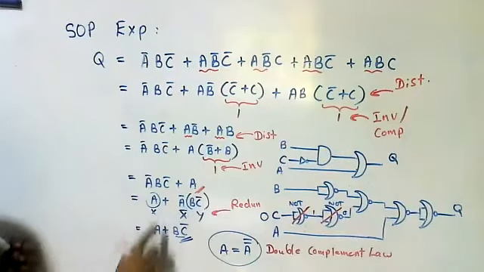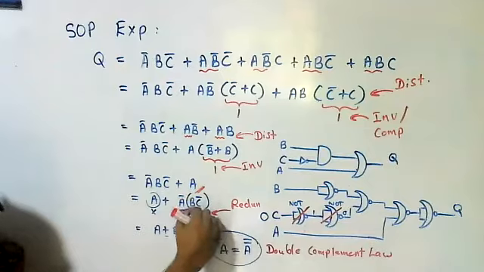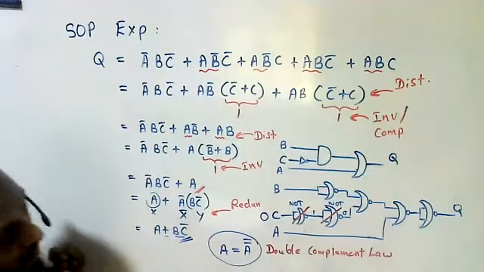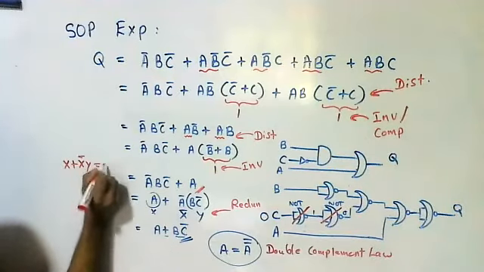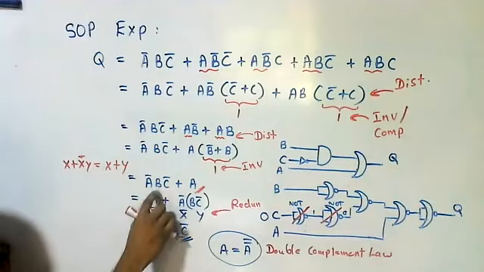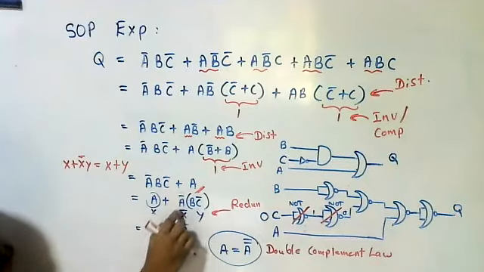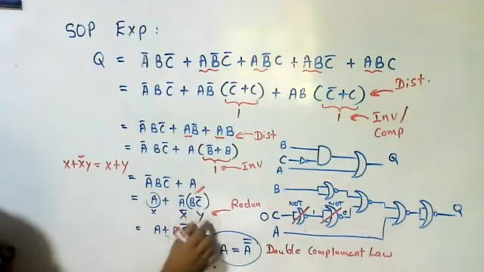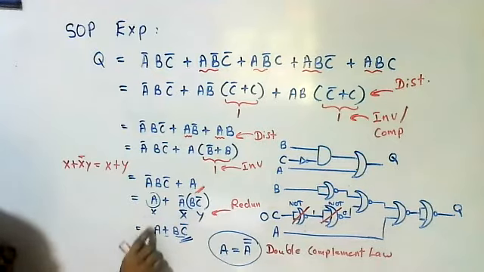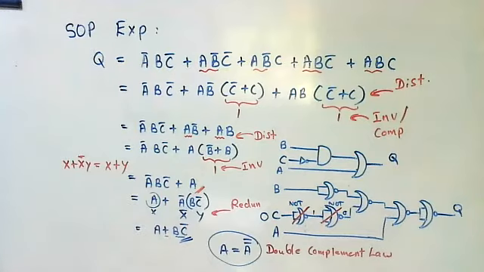Because it is difficult to identify, we can apply the redundancy law here. Redundancy law means x plus x bar y equals x plus y. So here A is considered as x, A bar is x bar, and for y we have to consider BC bar, completely BC bar, as y. Then only we can apply the redundancy law. Then it's equal to x plus y, that means A plus BC bar. Clear, students?